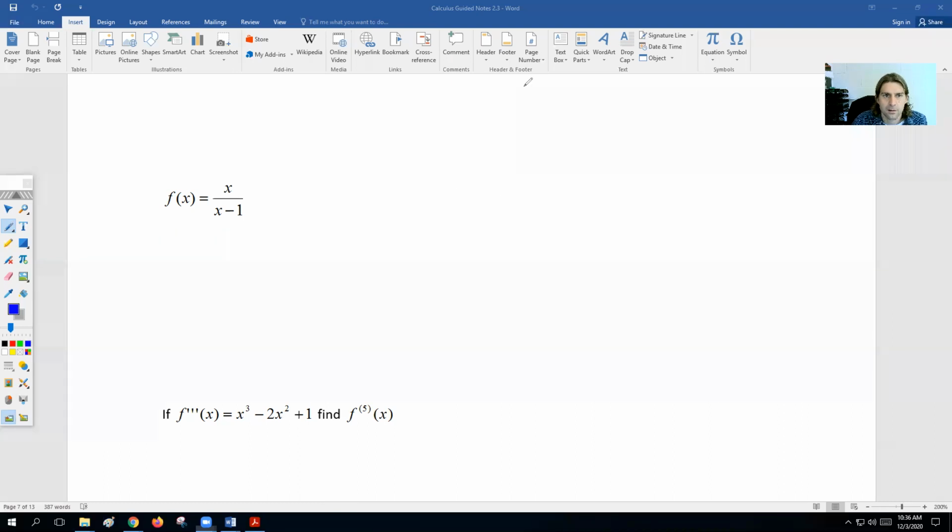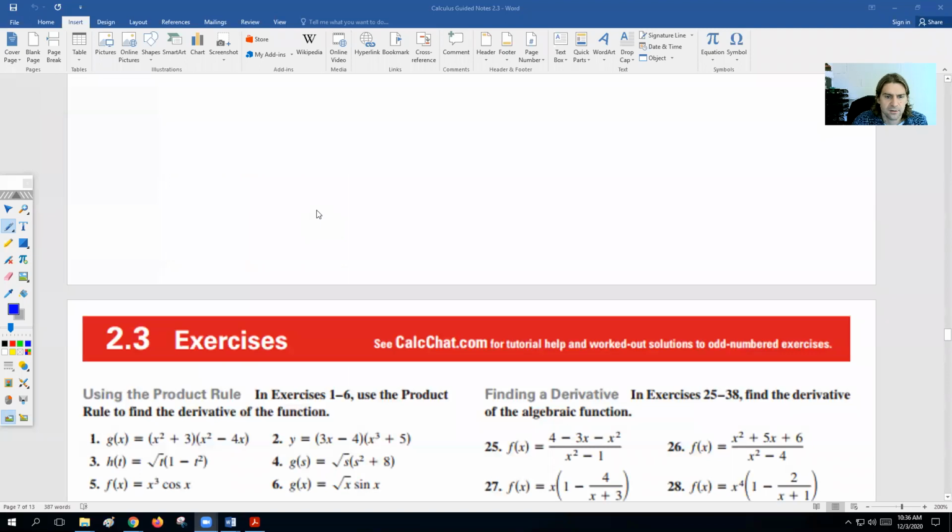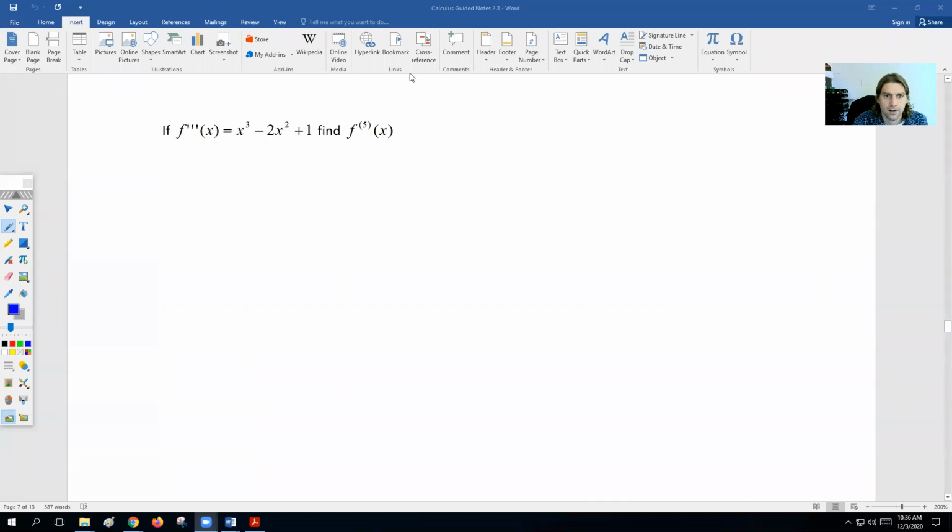Okay. Let's check out this next problem here. If the third derivative is 3x squared minus 2x plus 1, and we want to find the fifth derivative, well, if we just take the derivative of the third, that gives us the fourth, which would be 6x minus 2. To get the fifth, all we need to do is take the derivative of that. Unfortunately, there's no quick way to go straight from the third to the fifth, or like the 7th to the 20th. You just got to go through each one at a time. All right, 3x squared becomes 6x, minus 4x becomes minus 4.